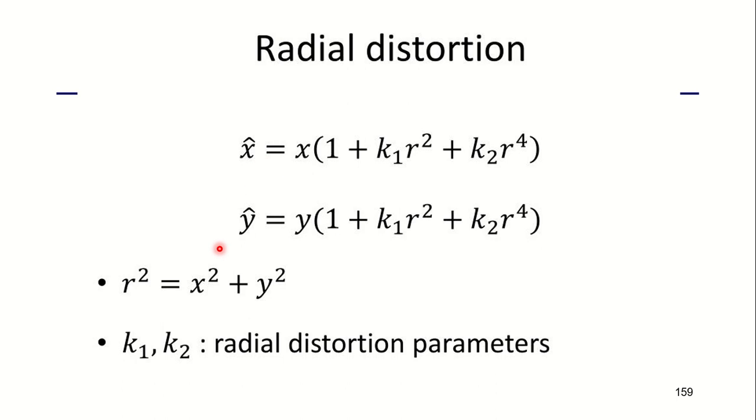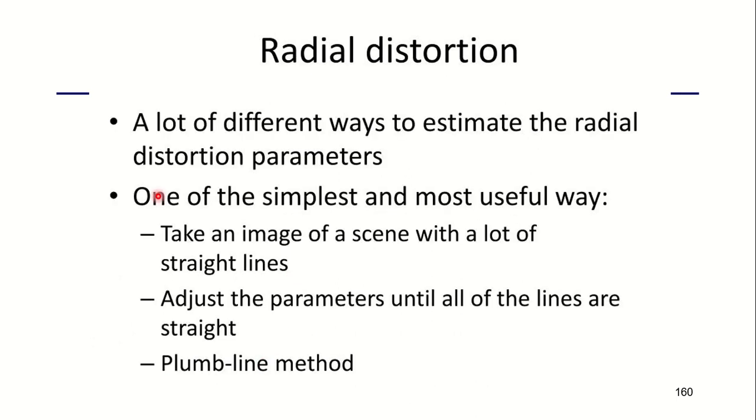And radial distortion equations: x cap equals x into 1 plus k1 r square plus k2 r power 4. y cap equals y into 1 plus k1 r square plus k2 r power 4, where r square is equal to x square plus y square, and k1, k2 are radial distortion parameters. A lot of different ways to estimate the radial distortion parameters are available, and one of the simplest and most useful ways is to take an image of the scene with a lot of straight lines, and adjust the parameters until all of the lines are straight.